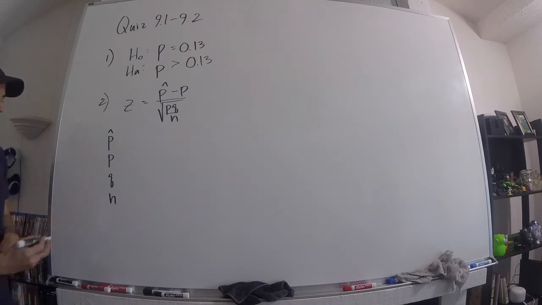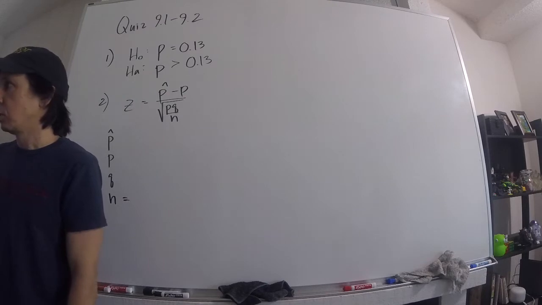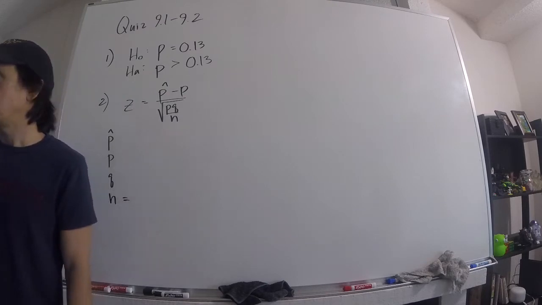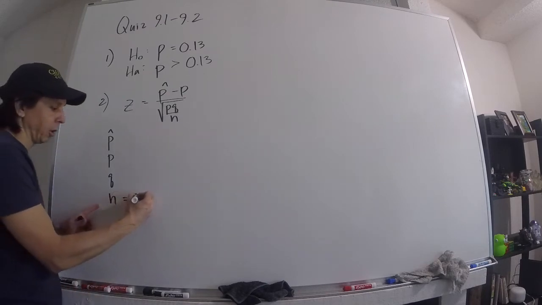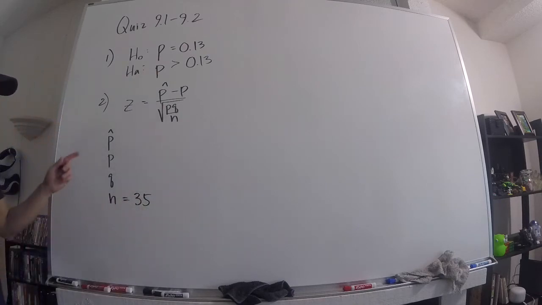Okay, I'm going to go ahead and do that first, because how many hard drives did they test? They tested 35, 8 failed. So your sample size is all of them, the ones that failed and the ones that didn't. So 35 hard drives in your sample.